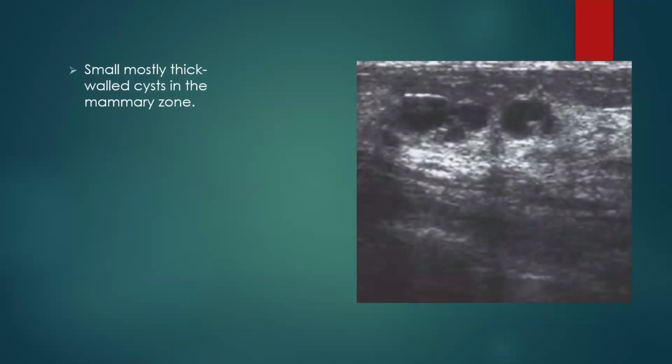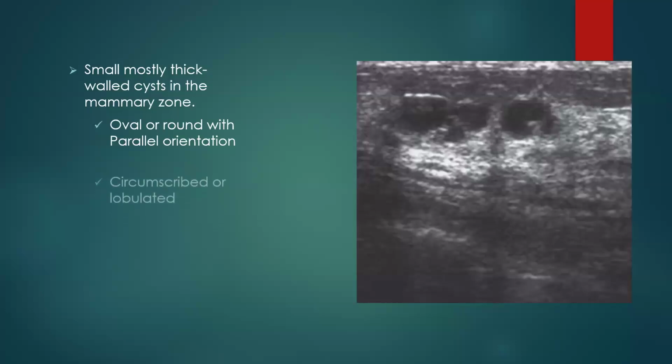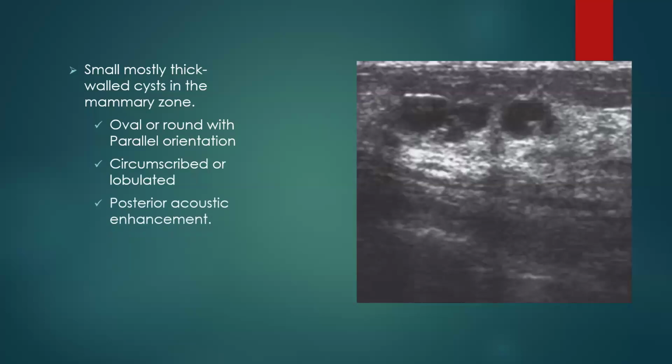It could also present as a small, mostly thick-walled cyst in the mammary zone that are oval or round with parallel orientation, circumscribed or lobulated, and showing posterior acoustic enhancement and are avascular. So you can see both.